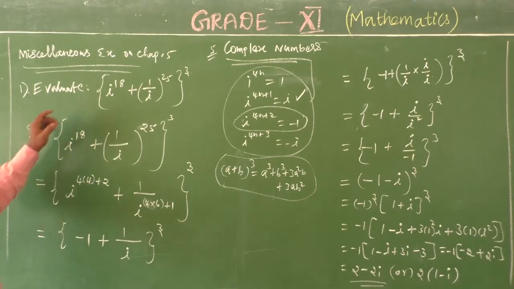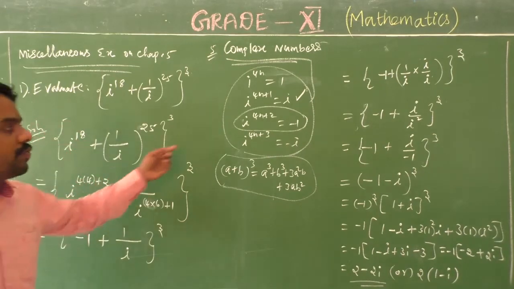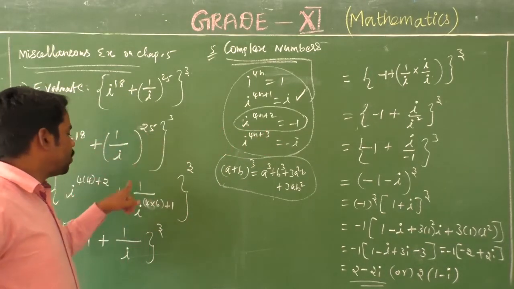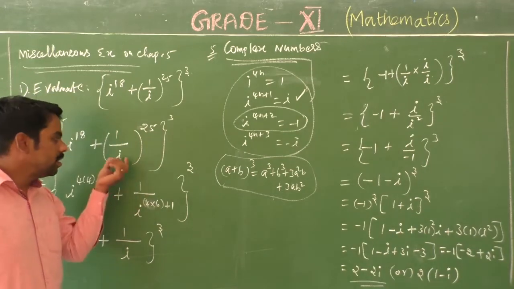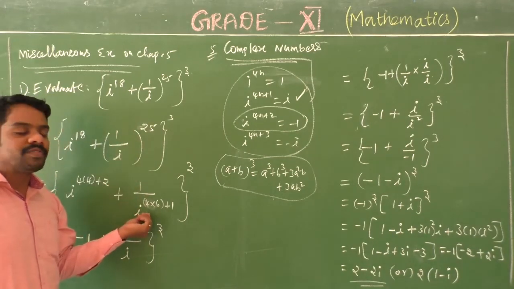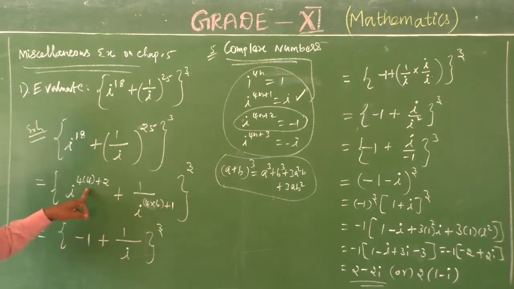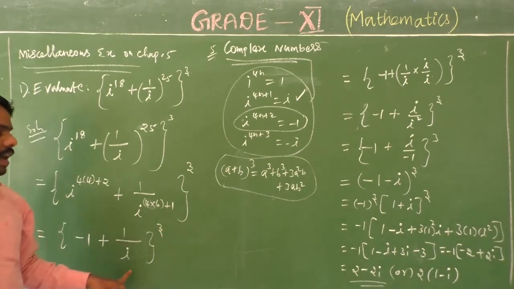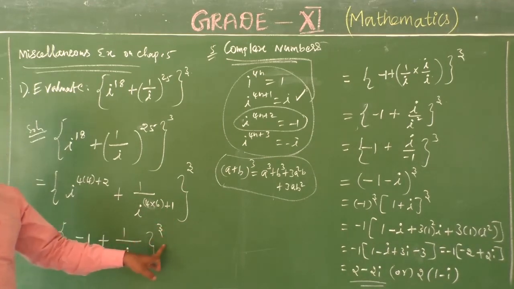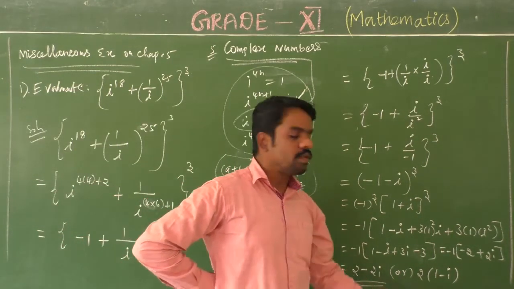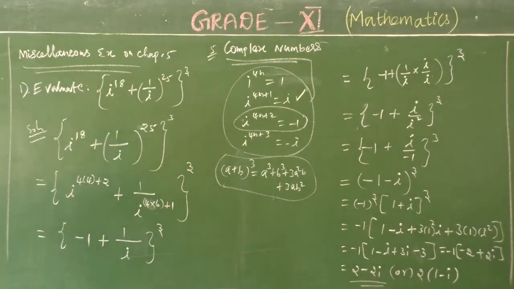Listen once again. i power 8 is written as i power 4 into 4 plus 2, that is i power 4n plus 2 form, plus 1 by i whole power 25 is written as 1 by i power 25. So i power 25 is written as i power 4 into 6 plus 1, whole power 3. Here i power 4n plus 2 formula is minus 1 and i power 4n plus 1 formula is i. So 1 by i whole power 3. Simplify this too. We have 2 minus 2i, or 2 of 1 minus i. That's all. Okay? Right.